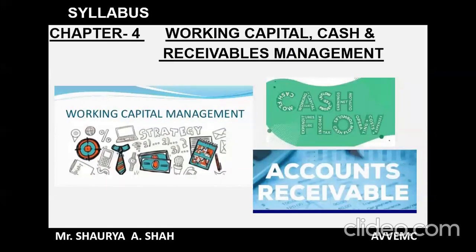I hope every student is clear with the previous 3 chapters of the syllabus. Fine. Moving on to the 4th and last chapter of your syllabus, that is working capital, cash and receivables management. This chapter has a weightage of 25%. Dividing it into 3 parts, the first is working capital management. Second is cash management. And the third is accounts and receivables management.